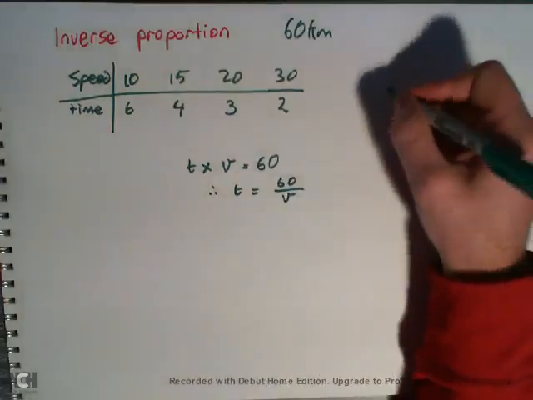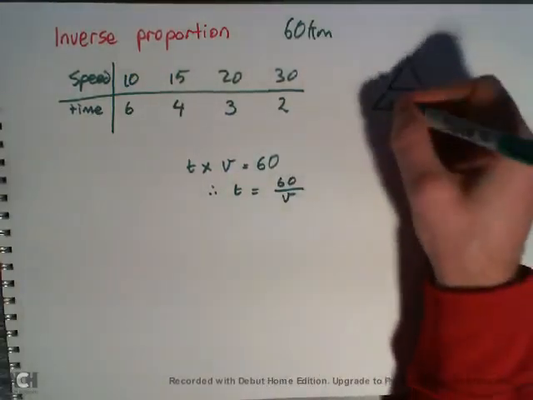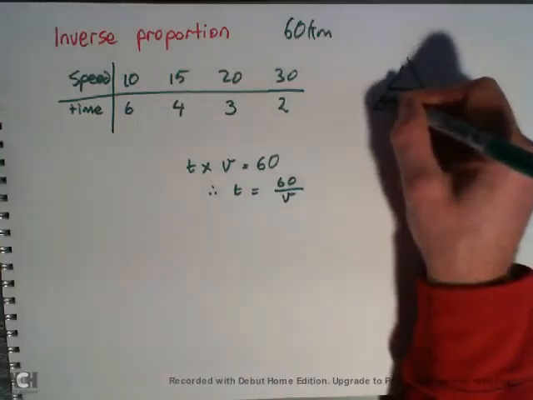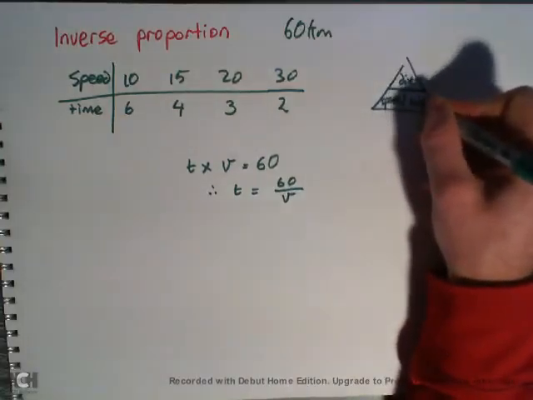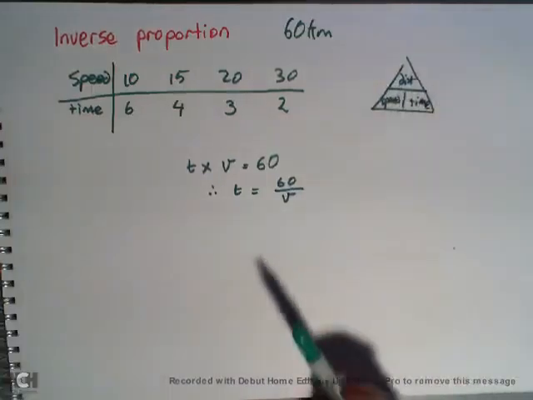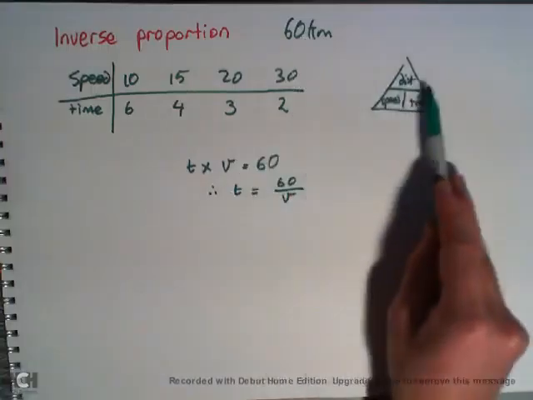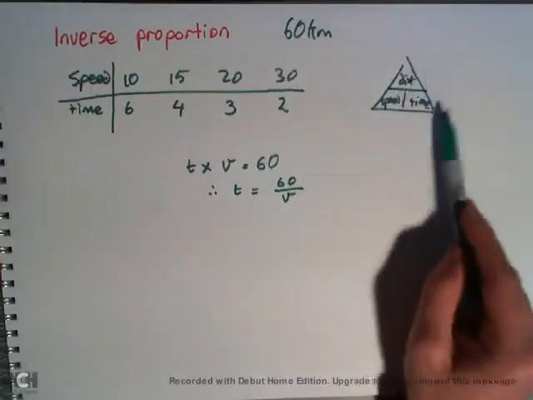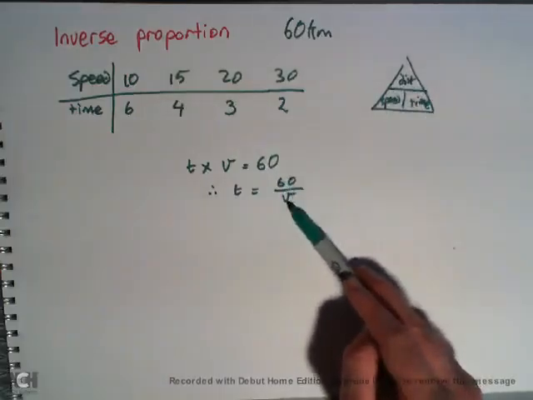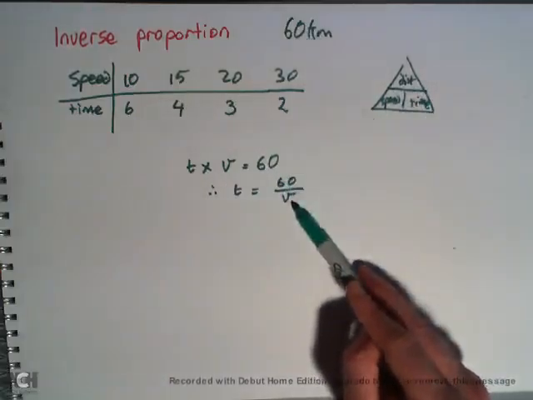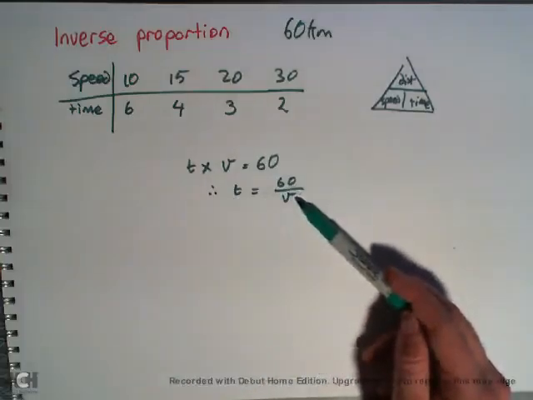Why is that? If you remember in science, you have the triangle. Speed is distance over time. Our distance is 60. So that's where that comes from. Speed equals distance over time. Time equals distance over speed. So now we're formulating it in mathematical terms as a formula.